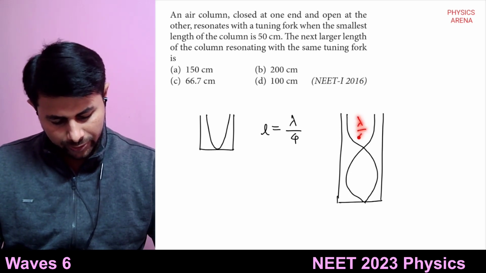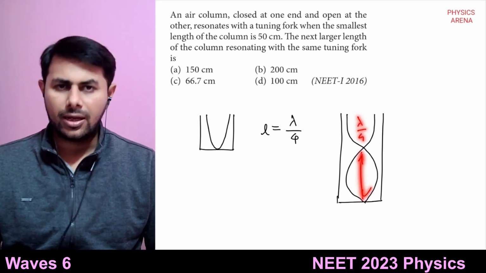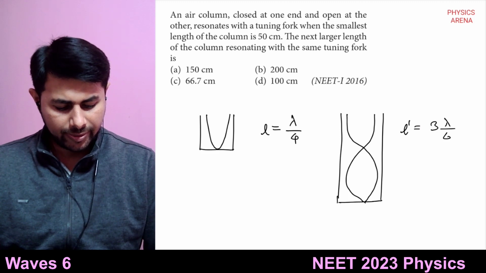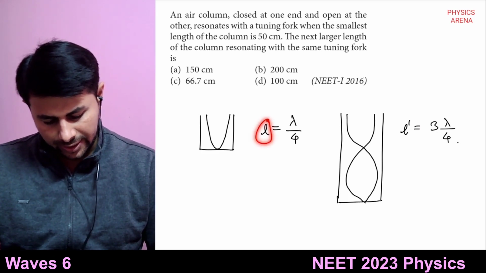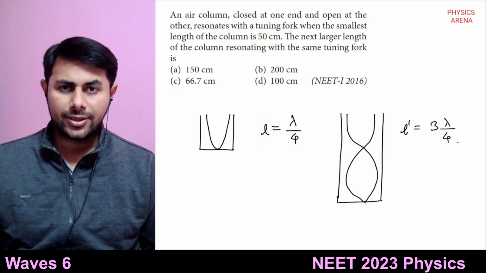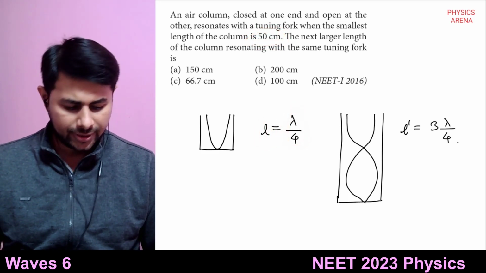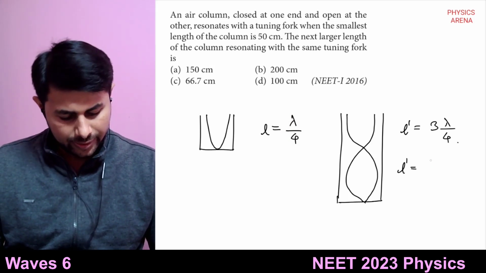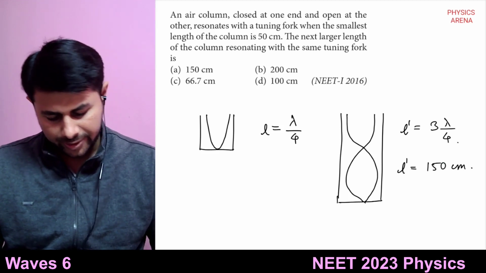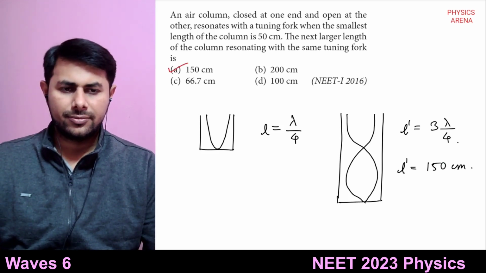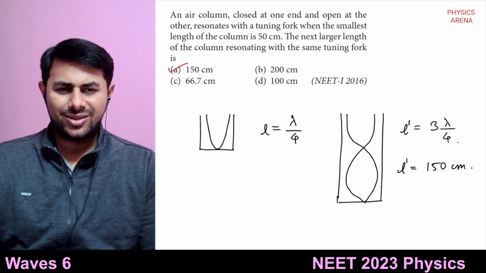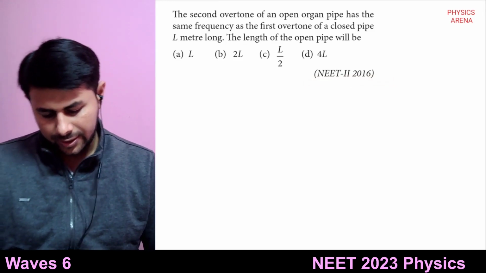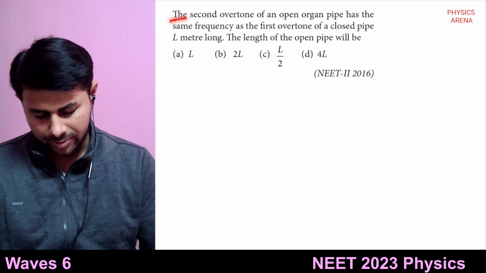So this is lambda by 4. The next will be 3 times lambda by 4. So L dash is equal to 3 times lambda by 4. And it is given that L is equal to 50 centimeters. That means lambda by 4 is 50 centimeters. So L dash is equal to 3 times lambda by 4, that is 150 centimeters. So option A is the answer. Very simple, right? There was a second NEET in 2016, and in the second NEET also they asked a question based upon this.